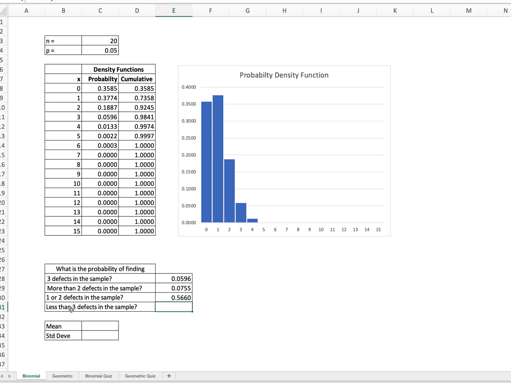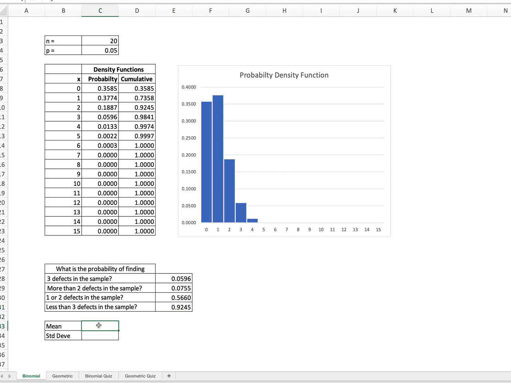What's the probability of getting less than 3 defects in the sample? Does that include 3? No, less than 3 means 2 or less. Well, it was kind of a trick question. So it's equal to what? This one, the cumulative distribution. That's the probability of getting 2, 1, or 0. Boom. There are the answers to those.